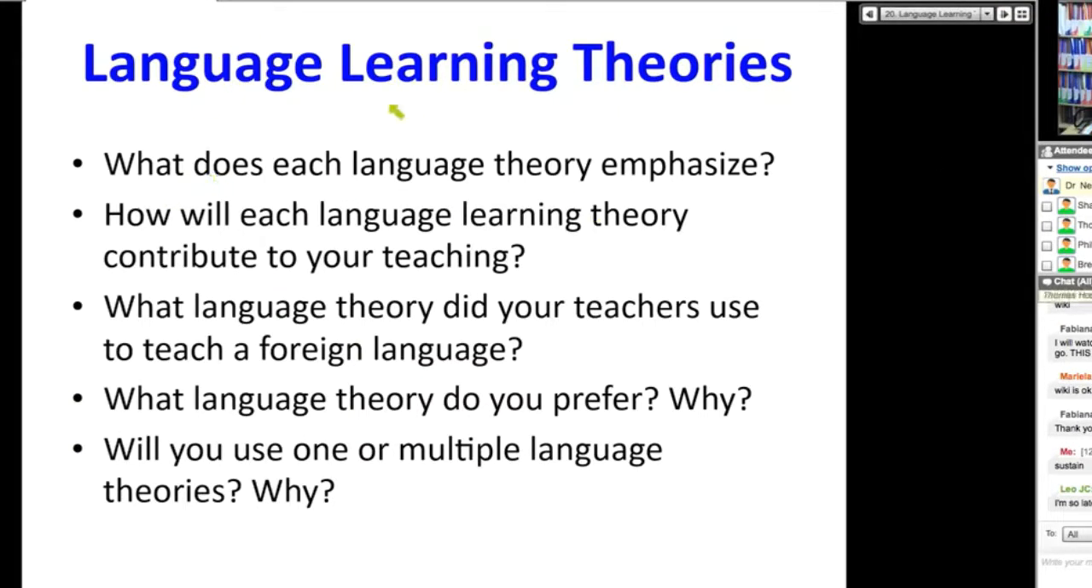So the questions are, and you will get the link to the PowerPoint presentations. It's in the courseware, in the course. What does each language theory emphasize? Next question, how will each language learning theory contribute to your teaching? Next question is, what language theory did your teachers use to teach a foreign language?